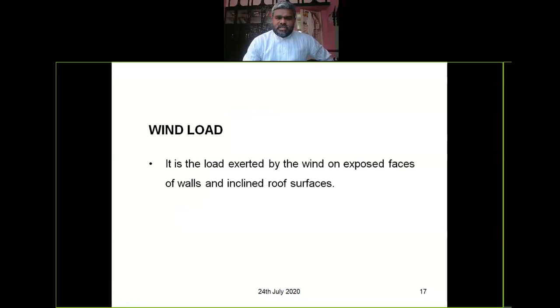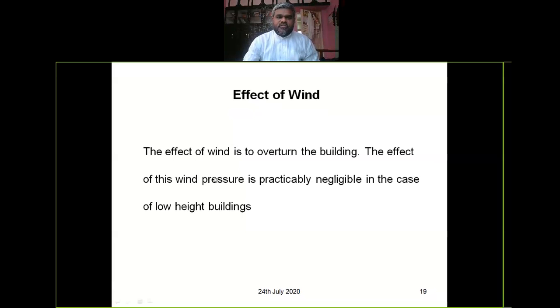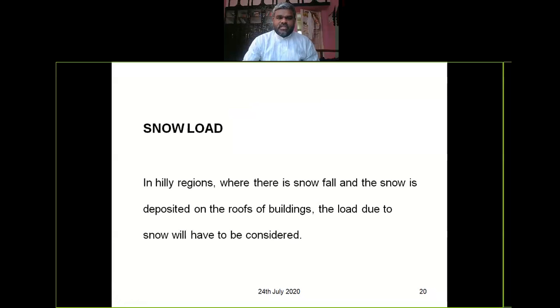Wind loads: it is the load exerted by the wind on exposed faces of walls, and inclined roofs also. For the purpose of design, it is assumed that the wind is acting horizontally at a uniform rate on the windward side. The effect of wind is to overturn the building. The effect of this wind pressure is practically negligible in the case of low height buildings.